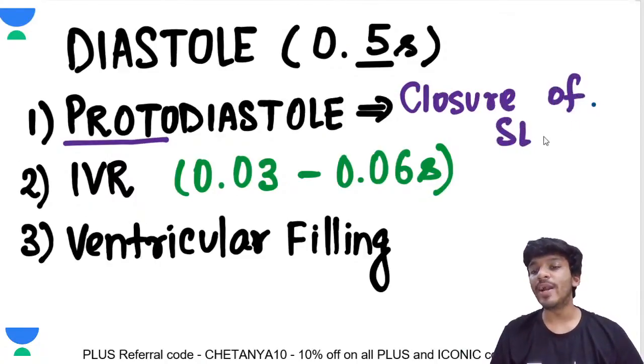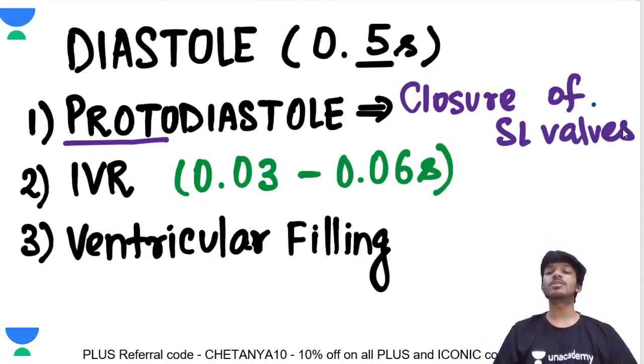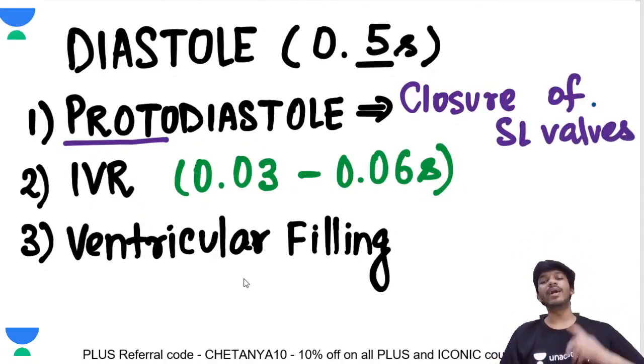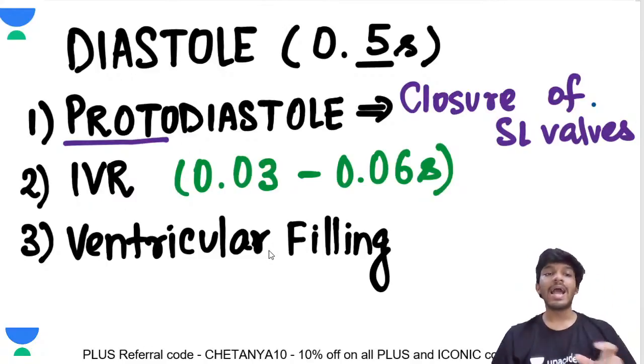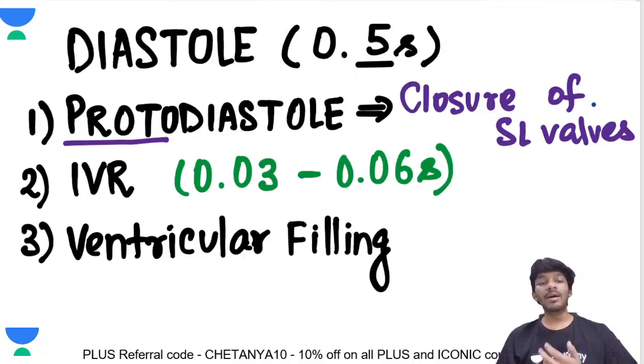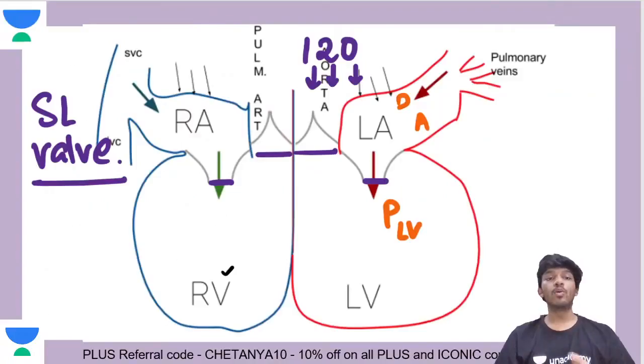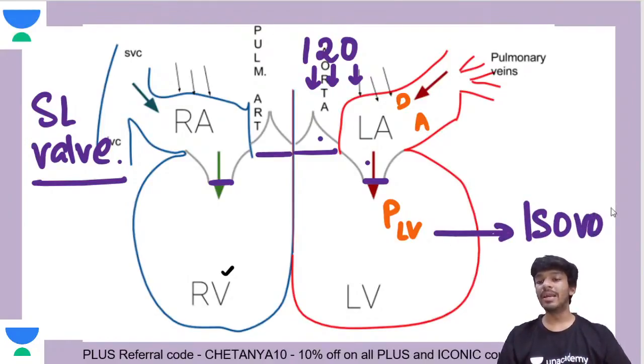So if somebody asks you, when do atrioventricular valves close? Just before isovolumetric contraction. When does the semilunar valve close? Just before isovolumetric relaxation. And the name for that is protodiastole, right? After that, the condition is very similar. You have again closure of both valves. This valve is also closed. This valve is also closed, right? So now the ventricles will relax, and again the volume cannot change because it is a closed system. So that is called isovolumetric relaxation.